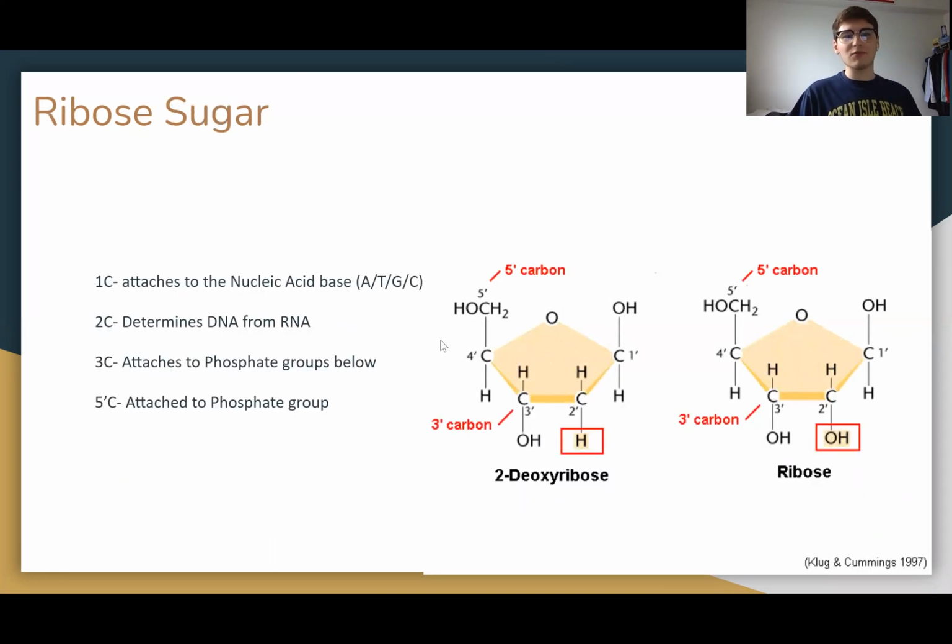So next is going to be a ribose sugar. This has 5 carbons on it. The first carbon is going to be what attaches to our nucleic acid base. So this is going to help form that full nucleotide. The second one is going to determine DNA from RNA.